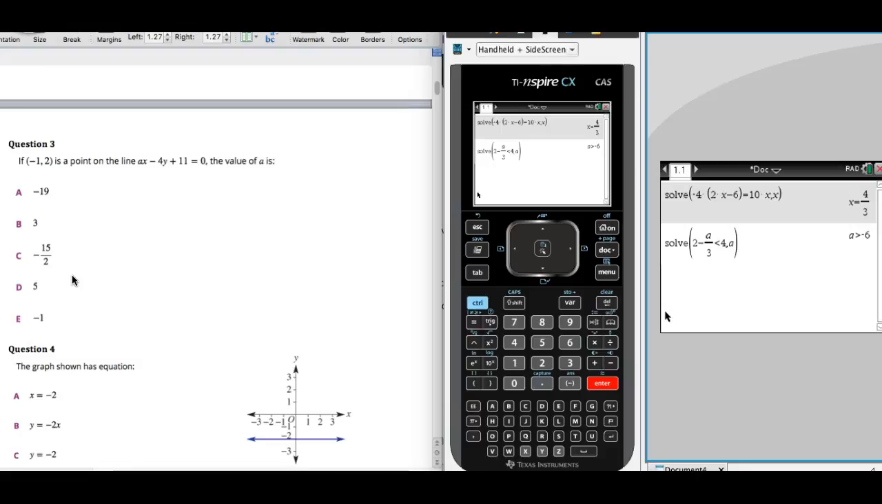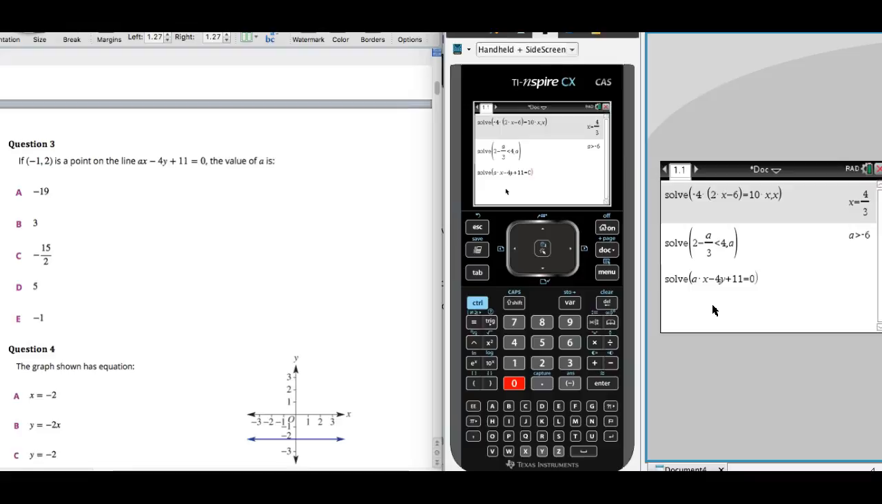Question 3. If (-1, 2) is a point on the line ax - 4y + 11 = 0, the value of a is... This is a bit of a tricky one. We can just use solve. I don't know whether some of you may have seen this in your questions. I definitely haven't had anyone come up and ask me for help. So I'm just going to write it. We've got a times x minus 4y plus 11 equals 0.